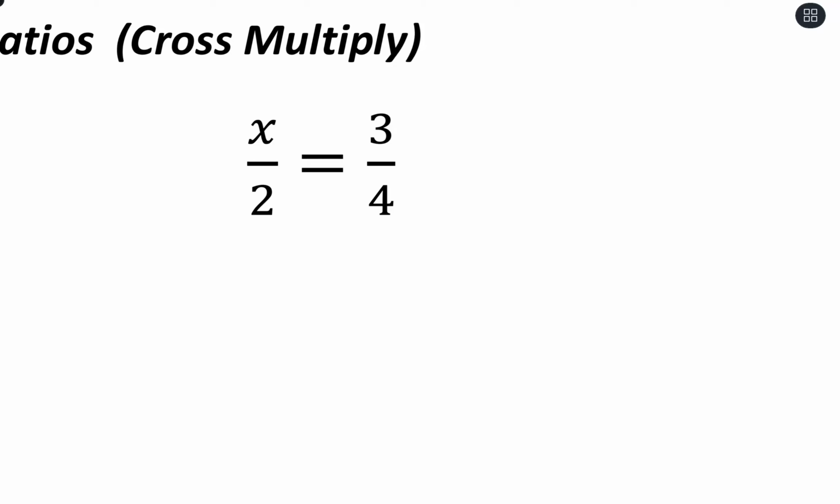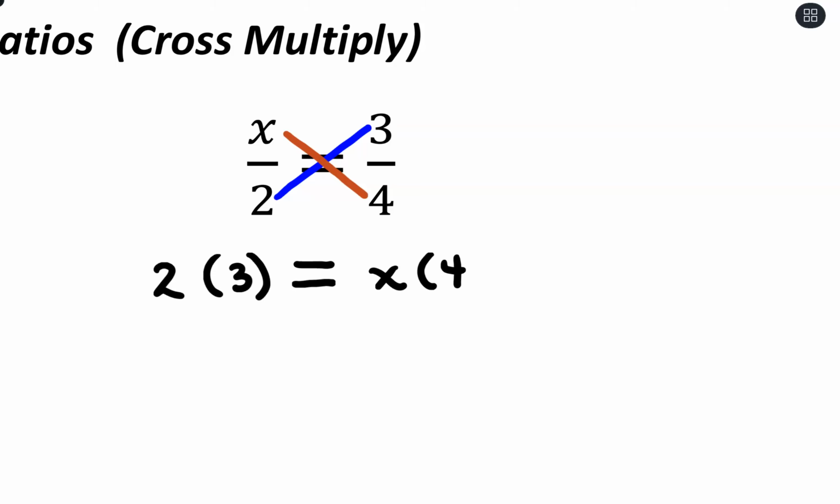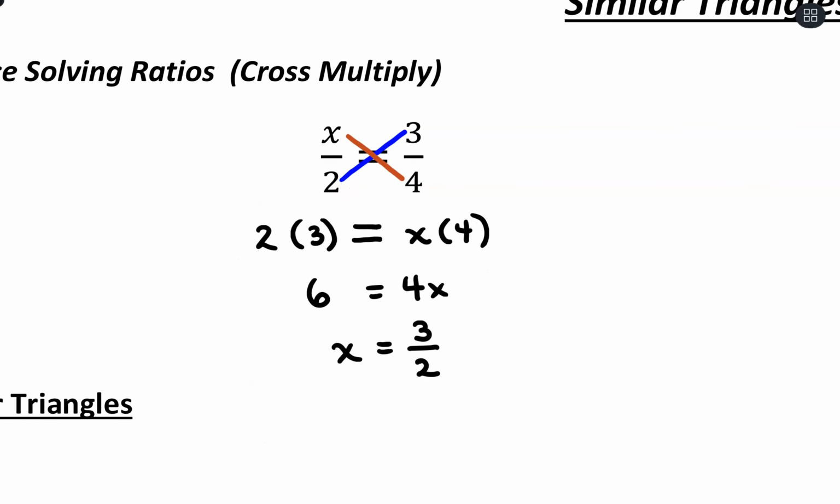What we can do is bring the equal sign down. And what we're going to do is go across numerator to denominator and numerator to denominator. And on each side of the equation, you're going to take those pairs and multiply them. So on one side, we're going to have 2 times 3. On the other side, we'll have x times 4. So that'll be 6 equals 4x, divide by 4, and that should be 3/2. So with that, it just makes some solving a little bit more quick.